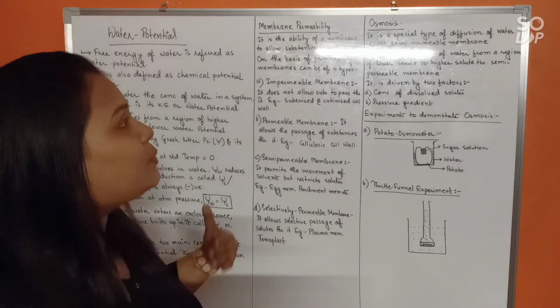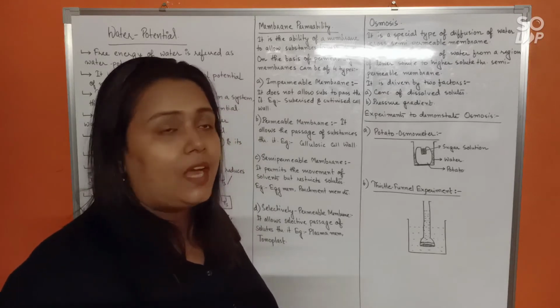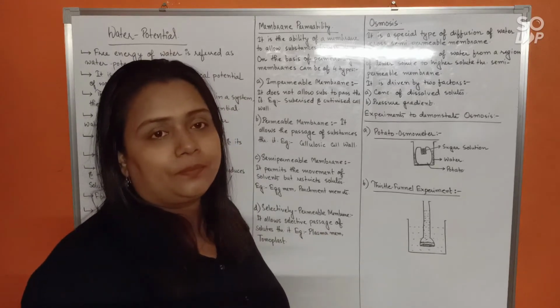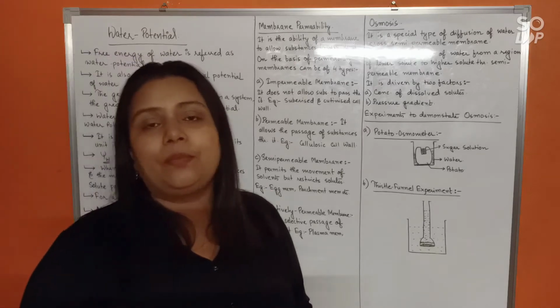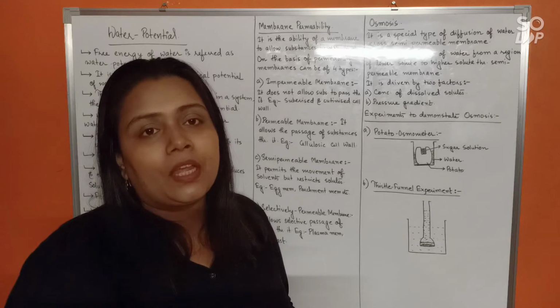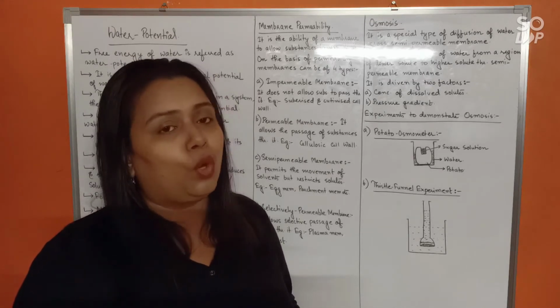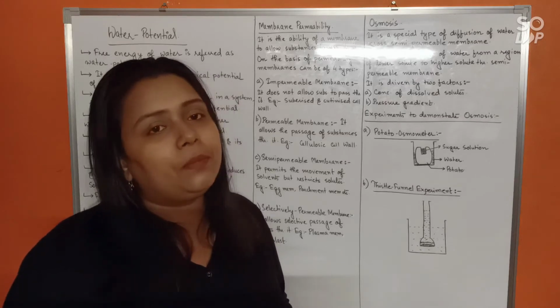So now let us move on to the third and the last topic we are going to cover in today's class, that is osmosis. Now osmosis is something you have heard many a times. It's a very common term, right? So osmosis is a special type of diffusion that occurs in water through a semi-permeable membrane.